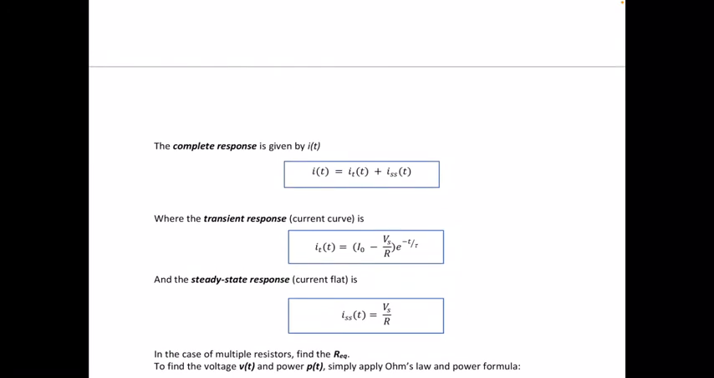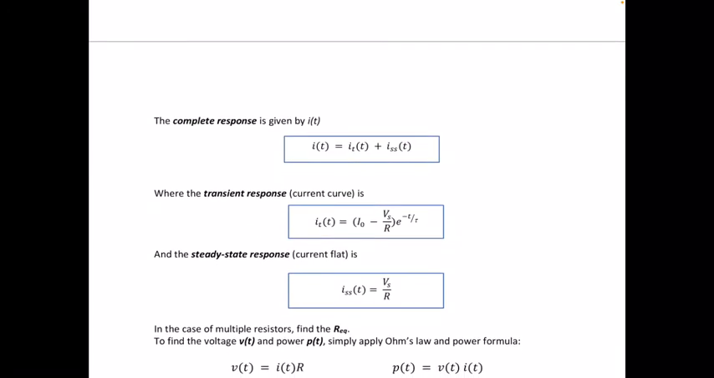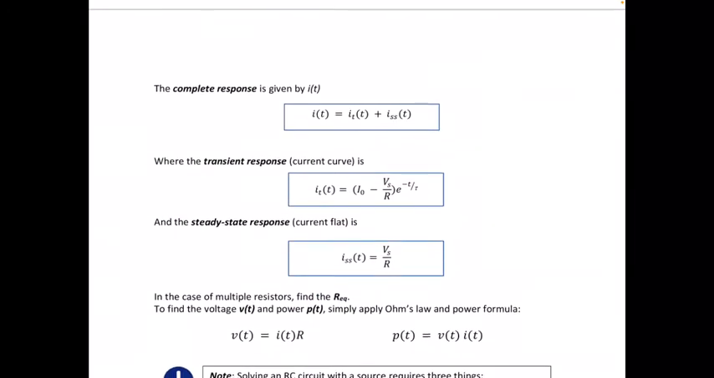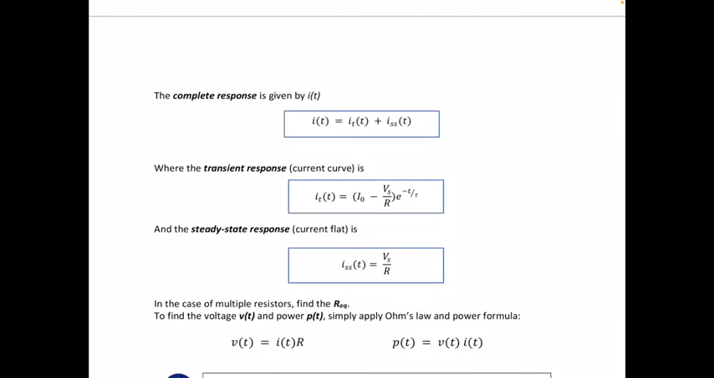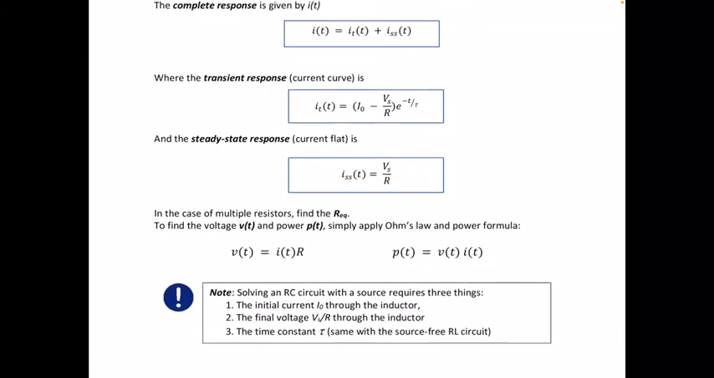The derivation of this formula is highly similar to RC with a source and the source-free RL. So this time I will not give you a derivation of the formula using first order differential equations anymore. Instead we will just directly substitute into the given formula what we have here. In the case of multiple resistors, we will just use the equivalent resistance Req, and when finding the voltage we will just use Ohm's law again, and the power formula when calculating for power.